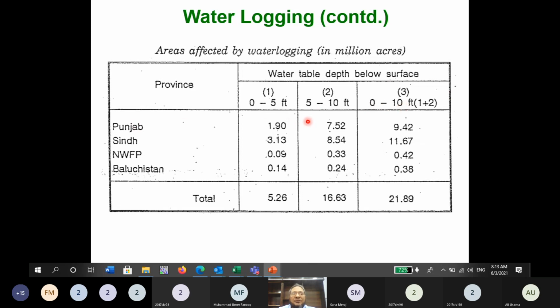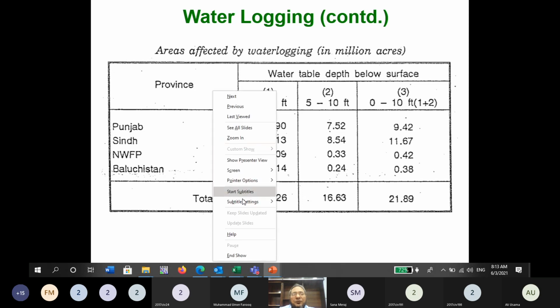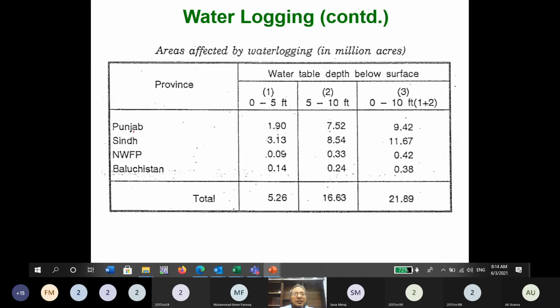In Punjab, severely waterlogged land is 1.9 million acres, whereas 7.52 million acres is less severely waterlogged land, and the total waterlogged land is 9.42 million acres. In Sindh it is too much. Severely affected waterlogged land is much more than in Punjab, that is 3.13 million acres, whereas less severe is also more than Punjab, that is 8.54. So the total is 11.67 in Sindh province.